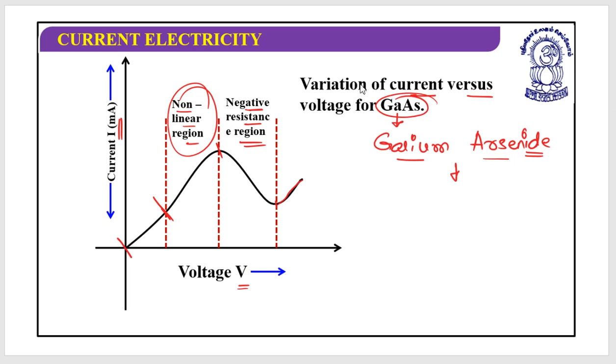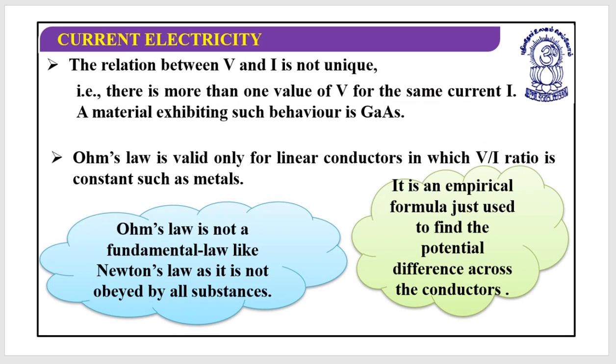So these are materials which do not satisfy what Ohm has said. I hope these things are clear. These are certain limitations which cannot be explained by Ohm. What I can understand from this observation is that the relation between voltage and current is not a unique one, because there is more than one value of V for the same current I. Even a material that exhibits such behavior is gallium arsenide. There is more than one value of V for the same current I.